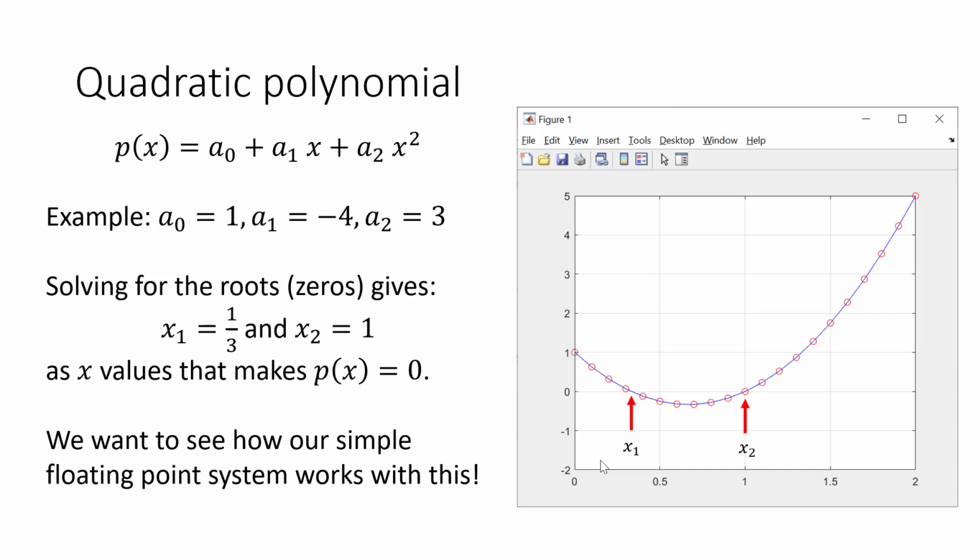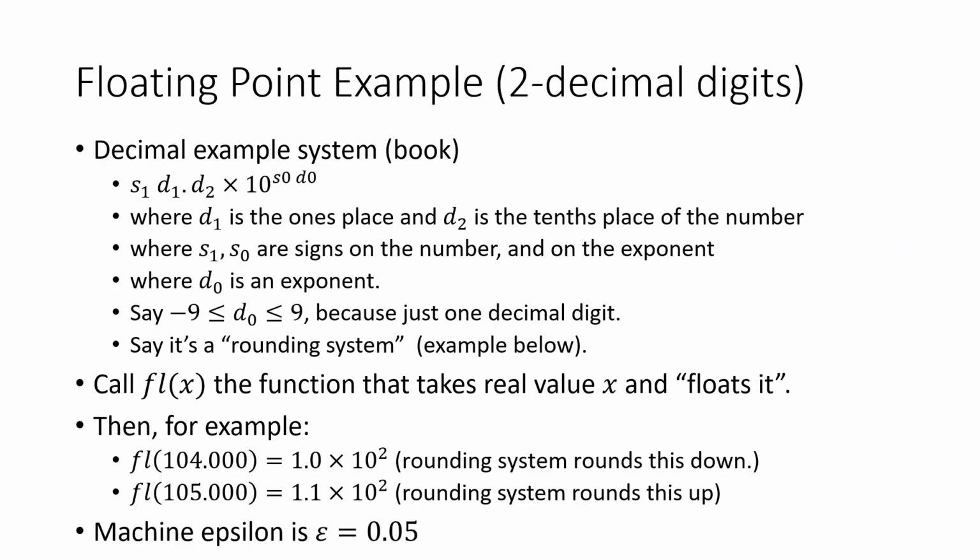And I gave a numerical example for this, where A0 was 1, A1 was -4, and A2 was 3. For that example, we know that the two roots, x1 and x2, are 1/3 and 1 respectively. Those are the values that make the polynomial vanish. So we want to see how our simple floating point system works with this.